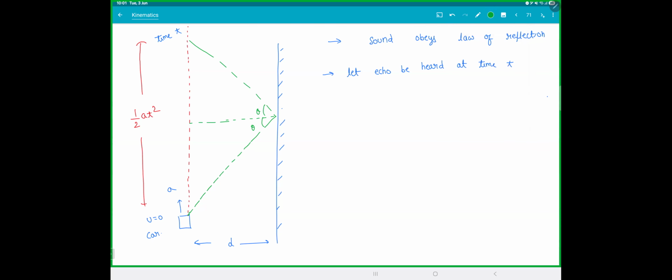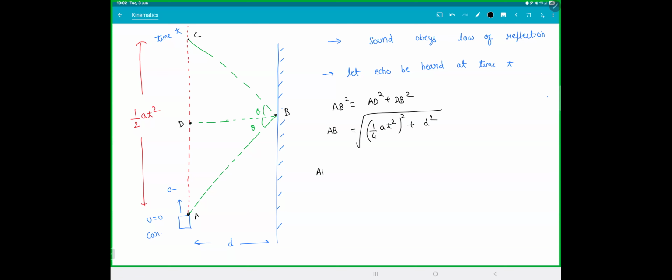This is d, and I can use Pythagoras theorem here. So I'll just mark this point here. Let's call this point A, this point B, this point C, and this point D. So AB square is nothing but AD square plus DB square, Pythagoras theorem. So AD will be (1/4 at square) whole square. DB is d. This is your AB square.